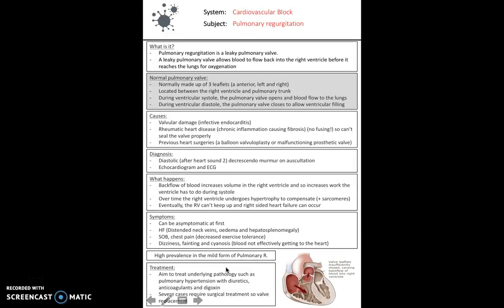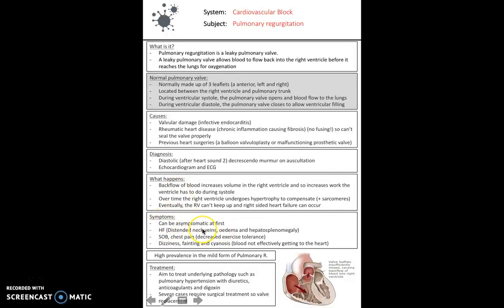Lastly, we have pulmonary regurgitation, which is essentially a leaky pulmonary valve, so the backflow of blood into the right ventricle. The causes behind this include valvular damage, so this could be from something like infective endocarditis. It could be again linked to rheumatic heart disease, so the chronic inflammation, fibrosis, and where the valve doesn't seal properly, and also due to previous heart surgeries, so an incorrectly performed valvuloplasty or a malfunction in a prosthetic valve can also cause pulmonary regurgitation. In terms of diagnosis, we think about a diastolic murmur this time, a decrescendo murmur on auscultation, and again echocardiogram for completeness.